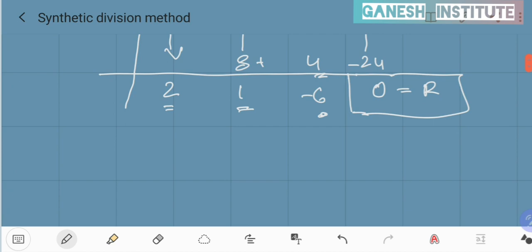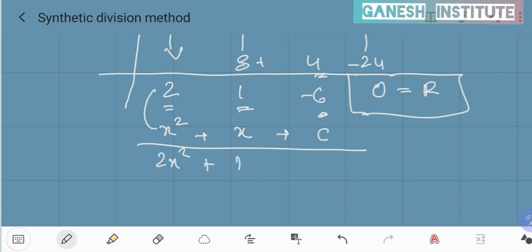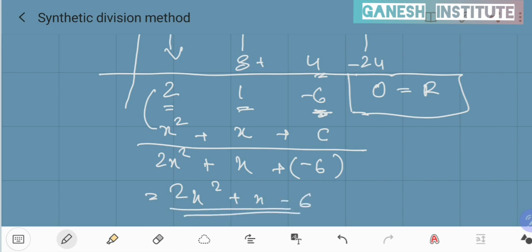And then the next step is we should write down here the quotient. That means minus 6 is a constant value, 1 is the coefficient of x, 2 is the coefficient of x square. Now just adding all of these, we get 2x square plus x minus 6. Okay, we can write down like this. I hope you got it.